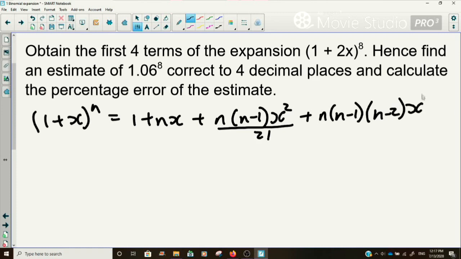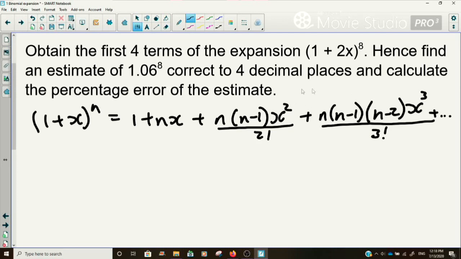Hopefully you can see a pattern in this. That's 2 factorial underneath that term and 3 factorial underneath that term. So there are obviously more terms here. In fact, there'd be a total of 9 terms. But the next term would be n, n minus 1, n minus 2, n minus 3 times x to the power 4 over 4 factorial, and so on. Okay, but we only need the first 4 terms, and the 1 is actually the first term.